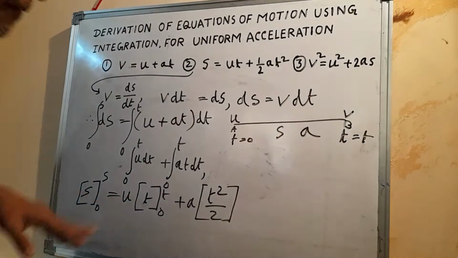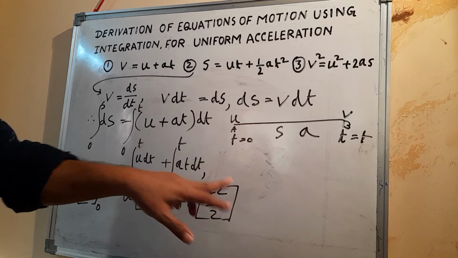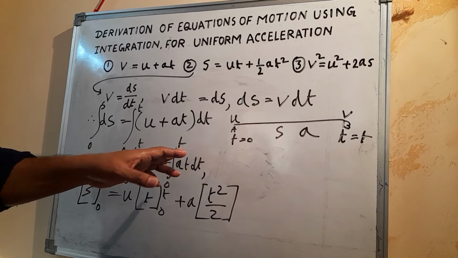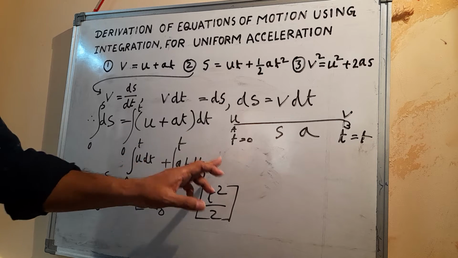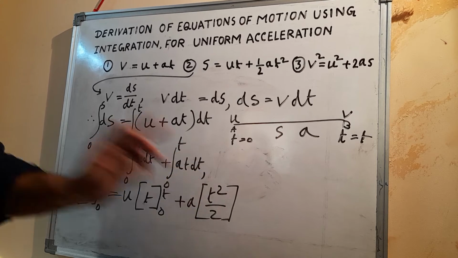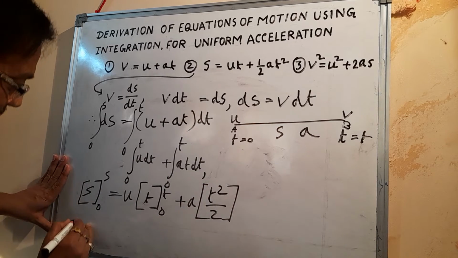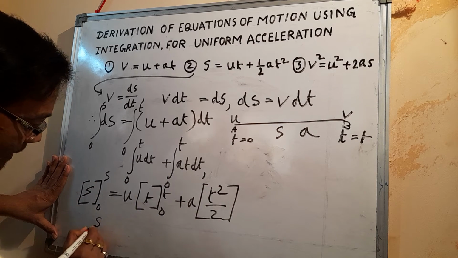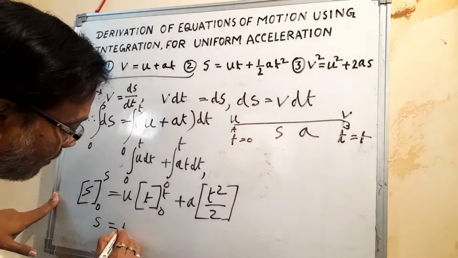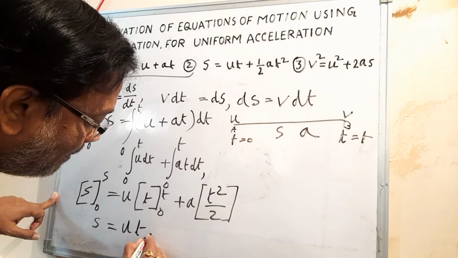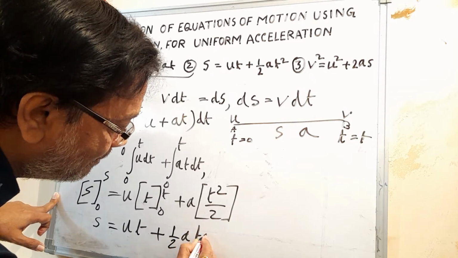We know the integral of t to the power n is t to the power n plus 1 divided by n plus 1. Here the power is 1, so this will be 1 plus 1, which is 2, divided by 2. So this will be equal to a t square by 2. From this we get s from 0 to s is s only, and ut from 0 to t, so s equals ut plus half of a t square.